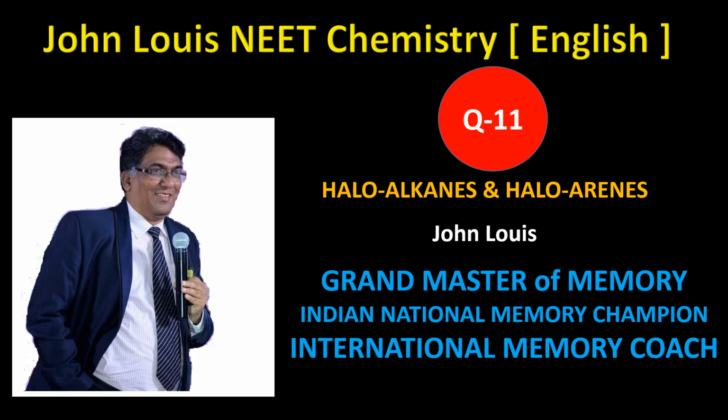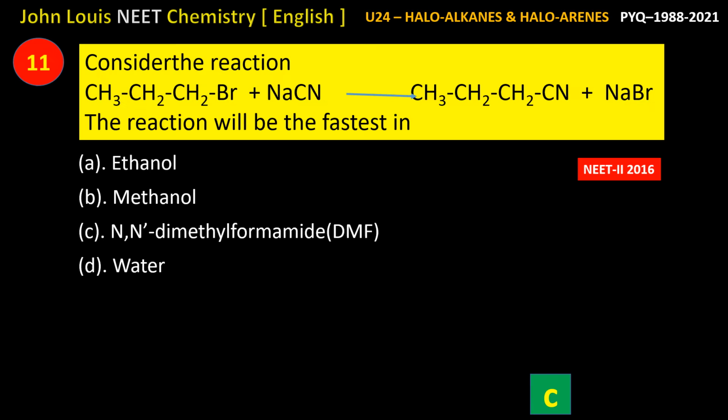In this presentation we will see question number 11 from the Haloalkanes and Haloarenes chapter. Consider the reaction CH3CH2CH2Br plus NaCN gives CH3CH2CH2CN plus NaBr. So here it has undergone a substitution reaction. This bromine is substituted by CN. This is a substitution reaction.